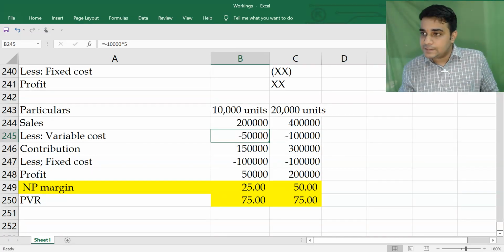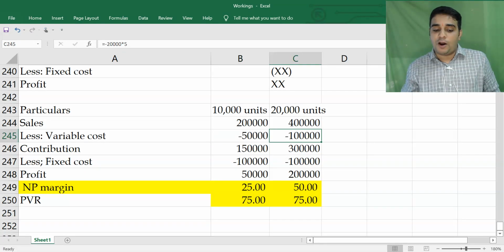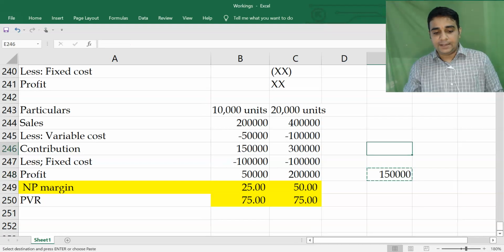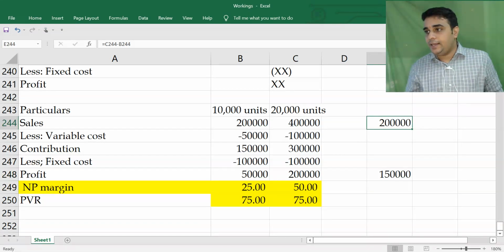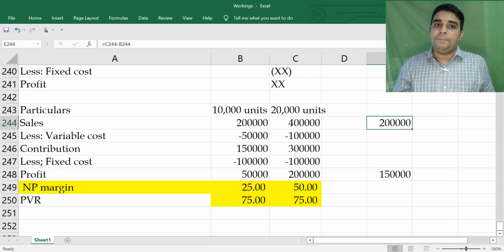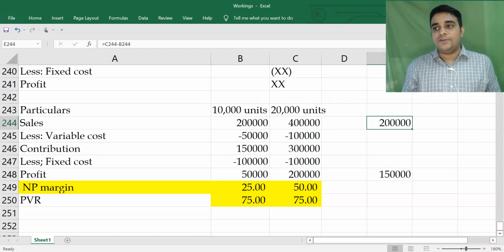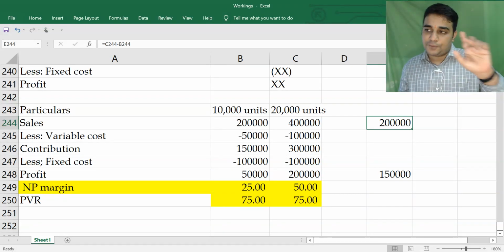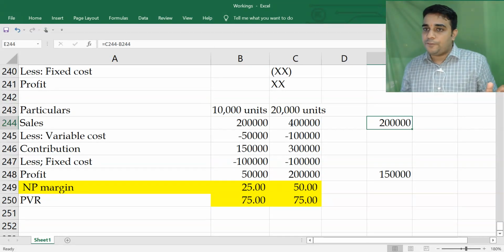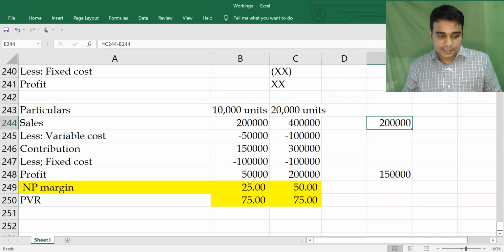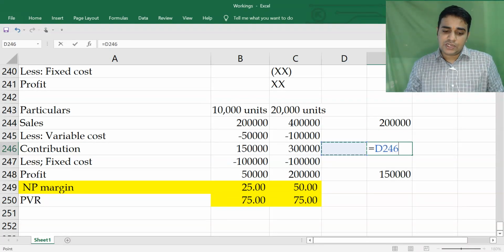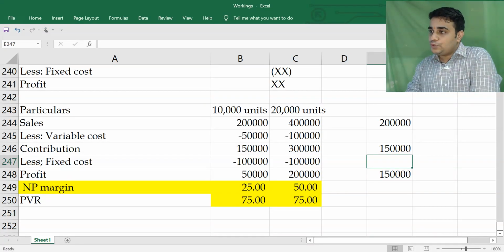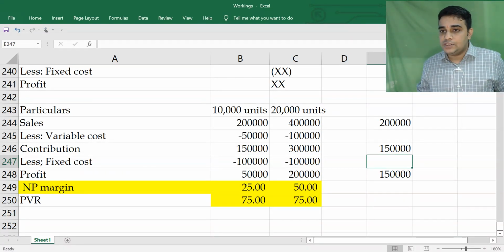Another formula is change in profit by change in sales. Change in profit divided by change in sales will give the same 75%. I hope the formula is there. If not, I will give you time to write. Change in profit by change in sales. The other formula is change in contribution by change in sales, change in contribution divided by change in sales.